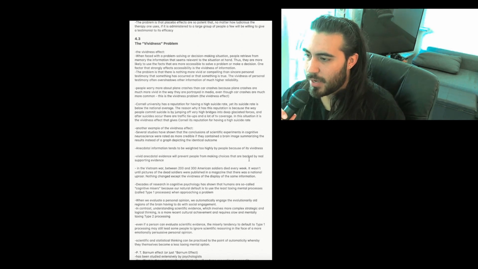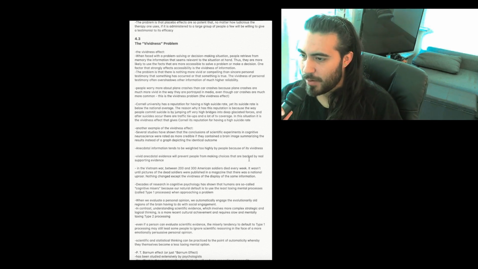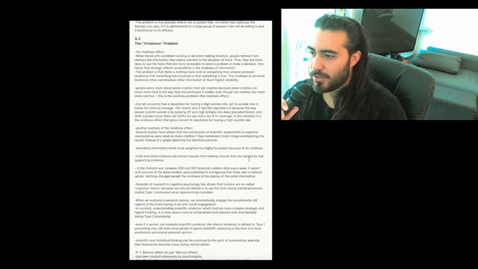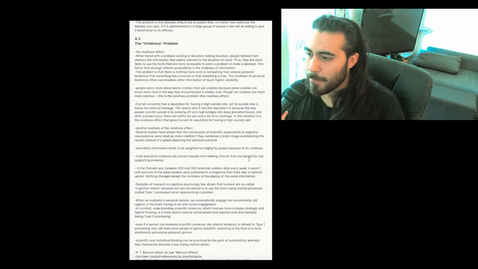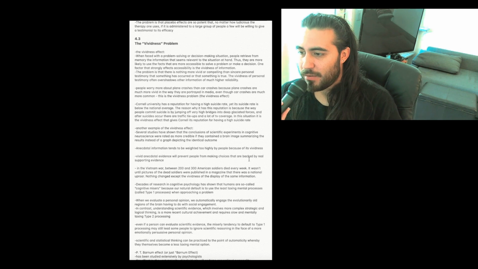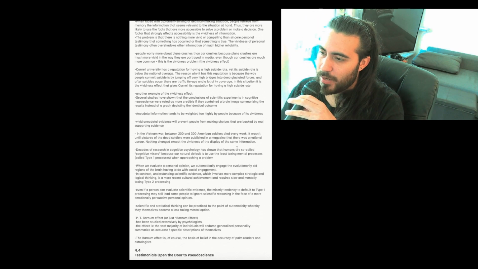Cornell University has a reputation for having a high suicide rate, yet its suicide rate is below the national average. The reason it has this reputation is because the way people commit suicide is by jumping off very high bridges into deep glaciated forests. And after suicides occur, there are traffic tie-ups and a lot of TV coverage. In this situation, it is the vividness effect that gives Cornell its reputation for having a higher suicide rate.